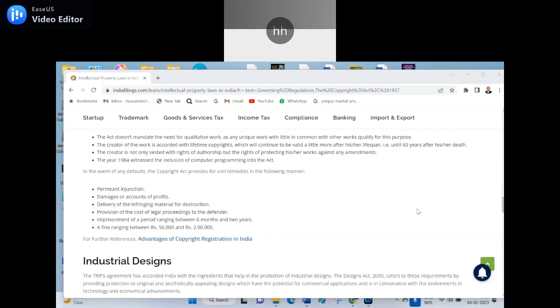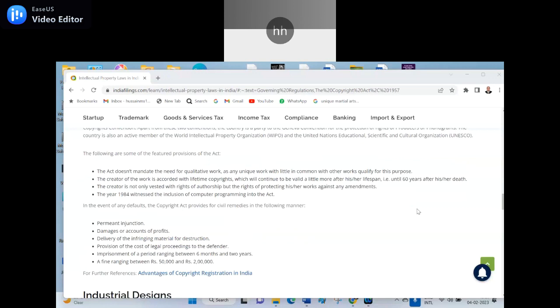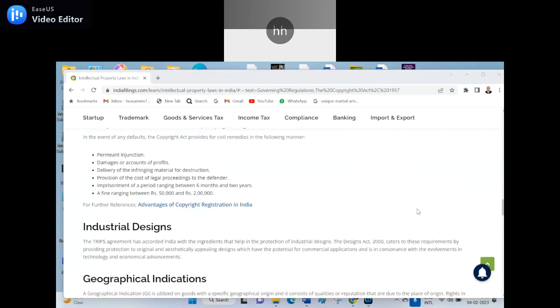So if you happen to see the copyright now, you have many points here. The Copyright Act provides the civil remedies in the following manner. What are the remedies the Copyright Act provides? I can give option A, permanent injunction; option B, damages on account of profit; option C, delivery of the infringing material for destruction. Instead of destruction, I can say construction there. And the provision for the cost of legal proceedings to the defender. Instead of defender, I can say the plaintiff, because it is the defender who has to pay it. Anyway, the fine ranging from 50,000 to 2 lakh rupees is the amount which will be imposed.